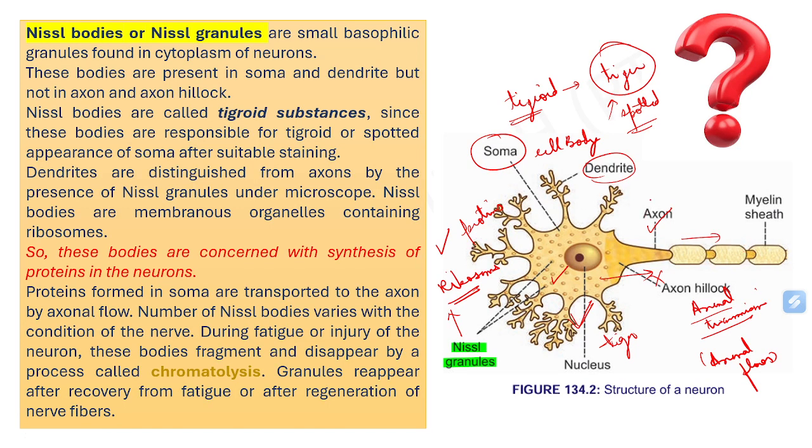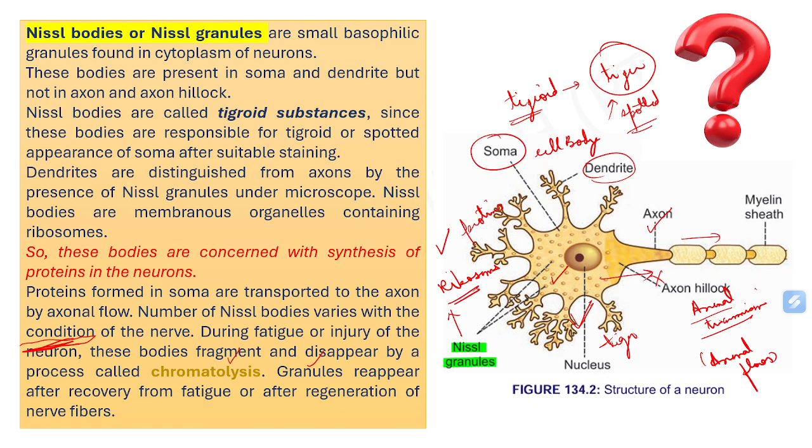Now, the number of Nissl bodies may vary with the condition of the nerve. What does condition of the nerve mean? For example, during heavy exercise, the muscle or the nerve may get fatigued, or any neuronal injury may happen, due to which these bodies may fragment, breaking apart into pieces, or they might fully disappear based on the degree of the injury.